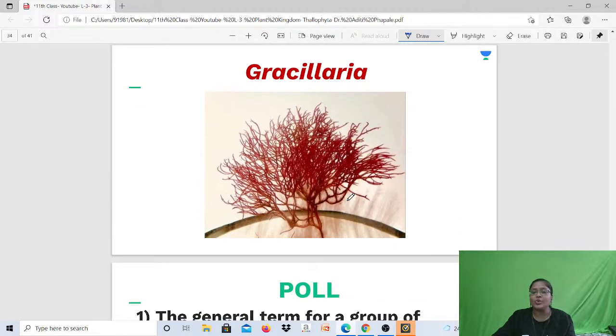So this is how actual Gracilaria looks. This is the actual picture of Gracilaria, that is red algae.